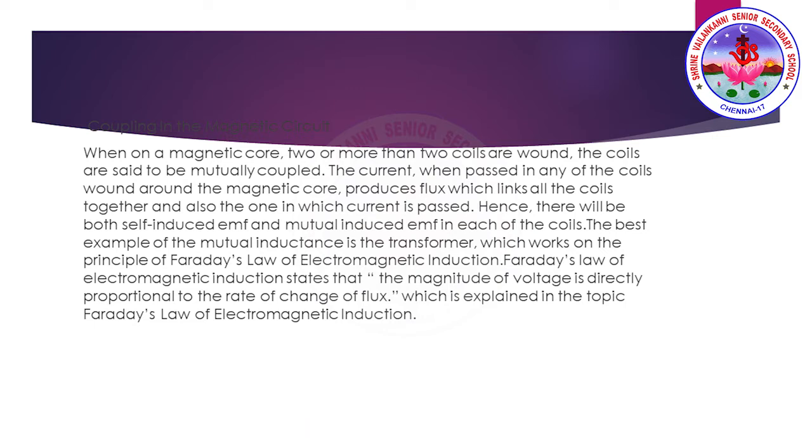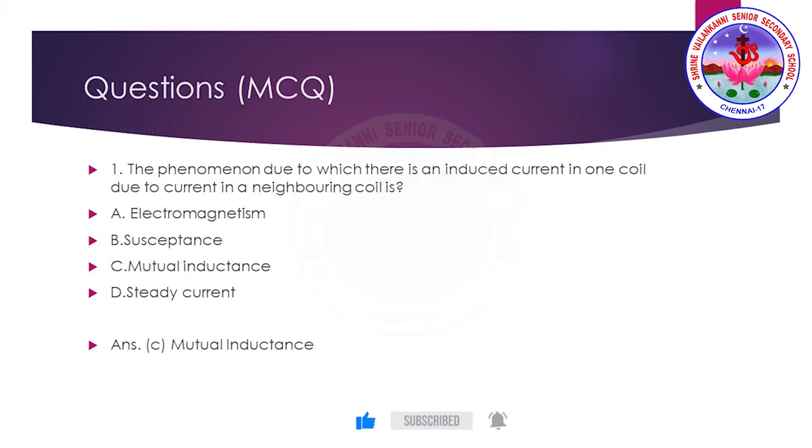So what are all the questions they asked for the multiple choice questions? We'll see. So question number 1, the phenomenon due to which there is an induced current in one coil due to current in neighboring coil is, they have given the options. Option A, electromagnetism. B is susceptance. C, mutual inductance. D, steady current. See the phenomenon due to which there is an induced current in one coil due to the neighboring coil means we can say option C, mutual inductance.